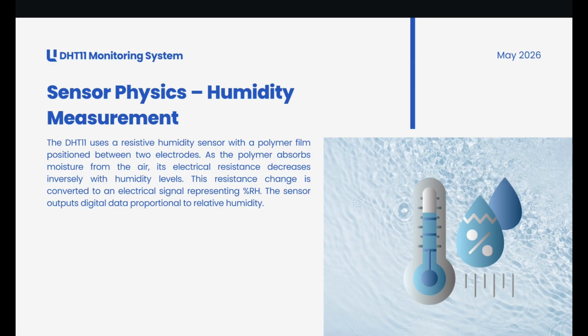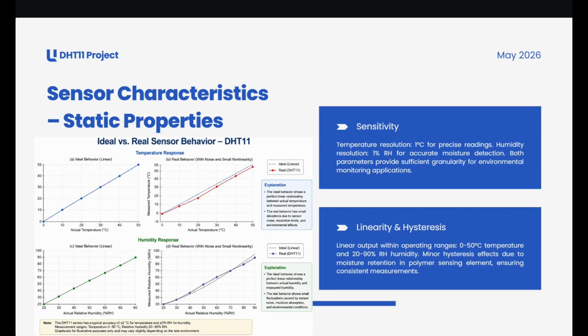Sensor physics, humidity measurement. DHT11 uses a resistive humidity sensor with a polymer film positioned between two electrodes. As the polymer absorbs moisture from the air, its electrical resistance decreases inversely with humidity levels. This resistance change is converted to an electrical signal representing relative humidity. The sensor outputs digital data proportional to relative humidity.